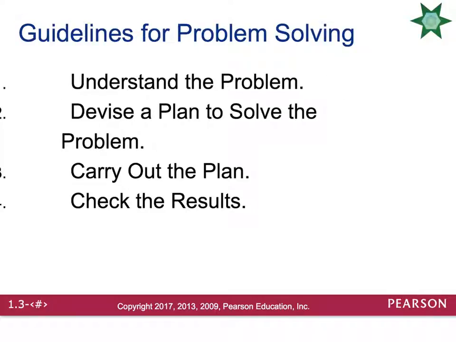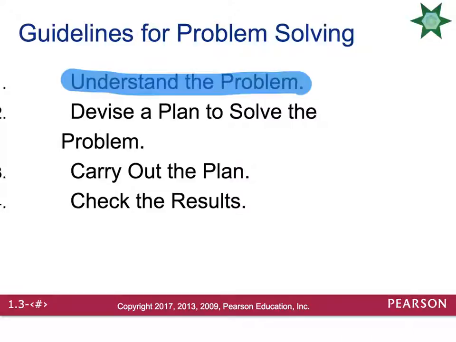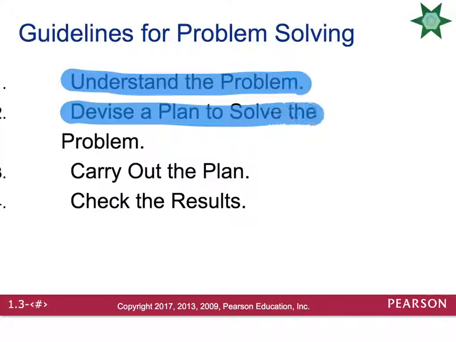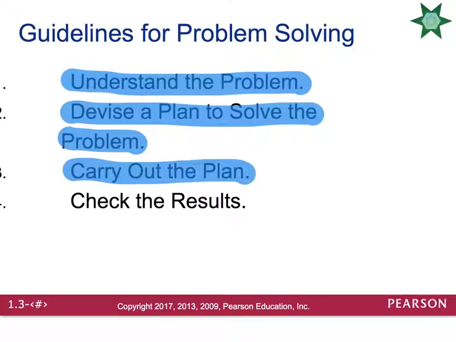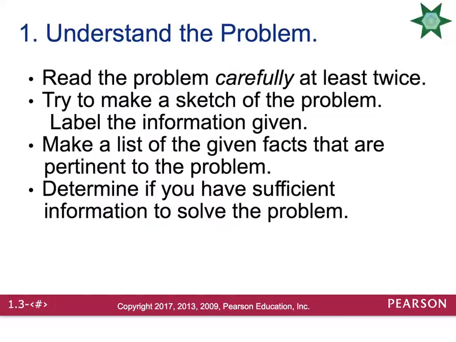Okay, so there's four basic steps to Polya's procedure. First, number one is understand the problem. Number two, devise a plan to solve the problem. Number three is carry out the plan. And number four is check the results. Now, you don't need to memorize these steps, but we'll use these as guidelines when we do some of these problems. So we'll refer to these when we look at the examples.